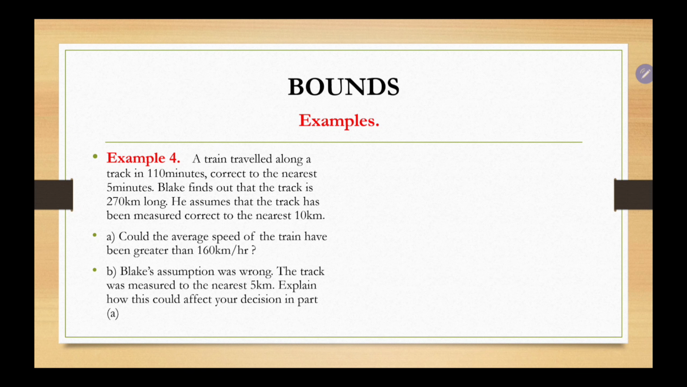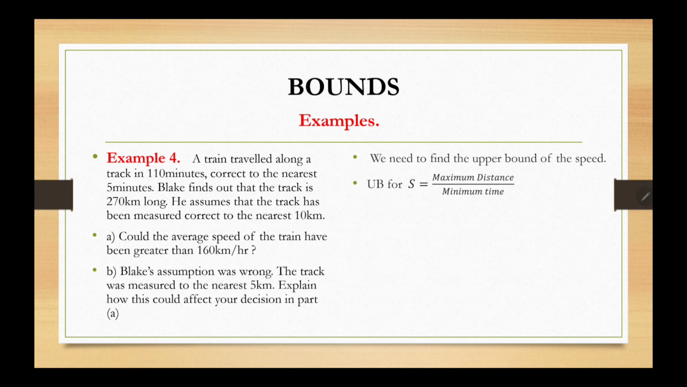Okay, let's start off with part A. It's asking if the average speed could have been greater than 160 kilometers per hour. So it means they want us to find the highest speed that this train was traveling. So we need to find the upper bound of the speed of the train, which is the maximum distance covered in the smallest amount of time.